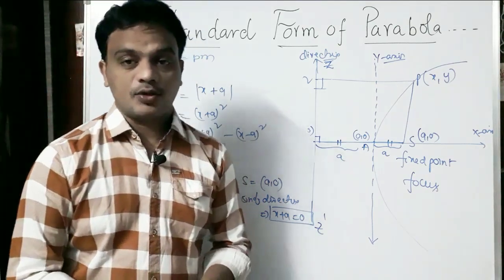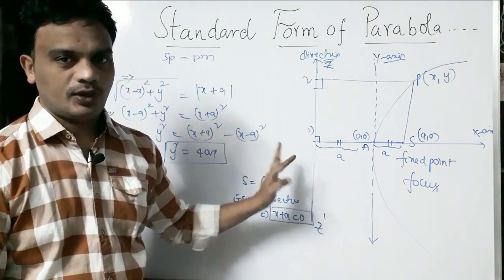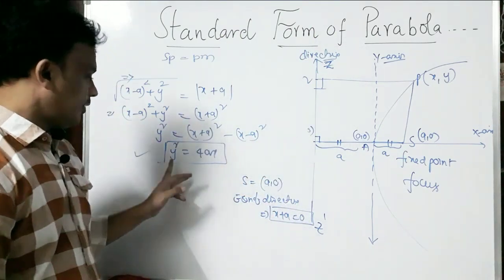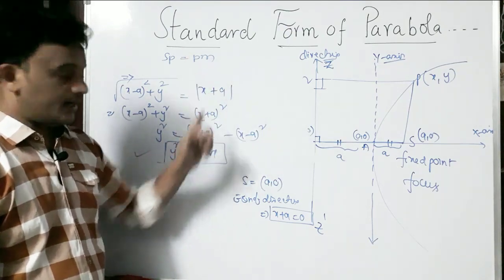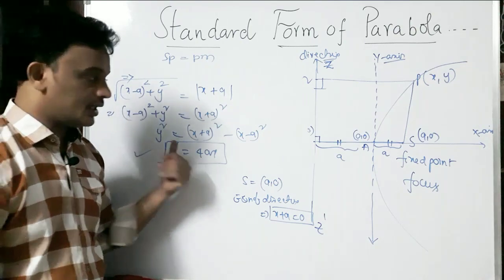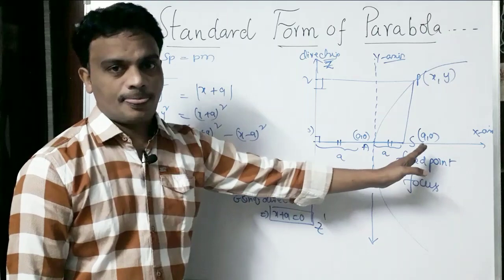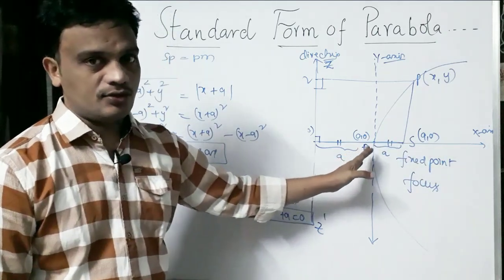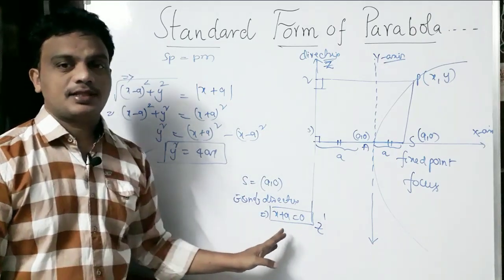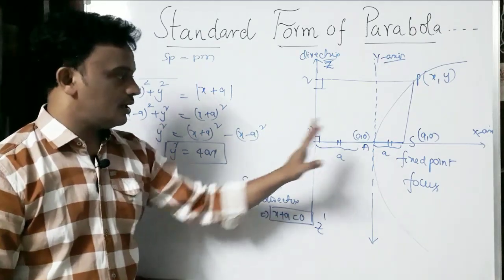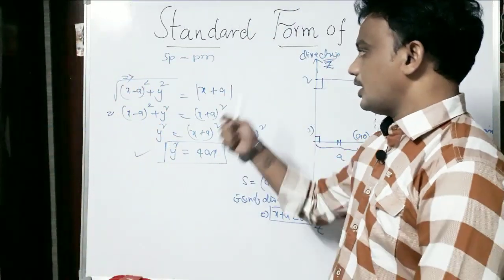y squared equals 4ax is the standard form of the parabola, okay? In that case, what is the focus? Focus S is (a, 0). The vertex is (0, 0). The equation of the directrix is x plus a equals 0. You should know all these things, okay? Yes students, so this is about the standard form of the parabola.